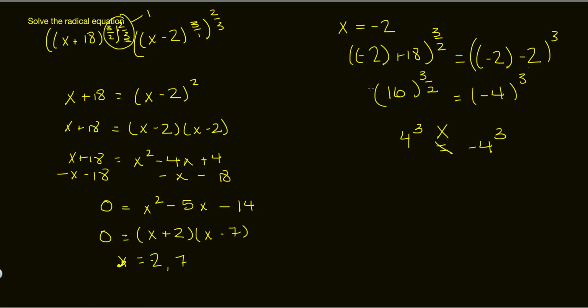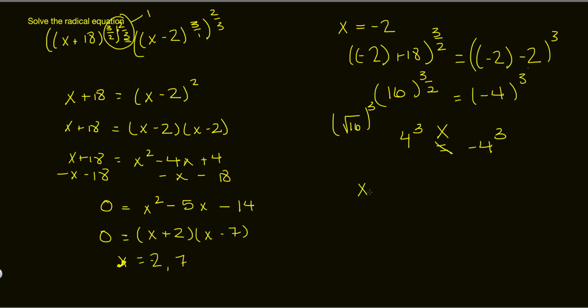And just so you know, the way I did this is I know this 2 is going to be the square root of 16 cubed. So in my head, I just kind of converted it back into a radical so I can see that the square root of 16 is 4. So x equals negative 2 is an extraneous solution.